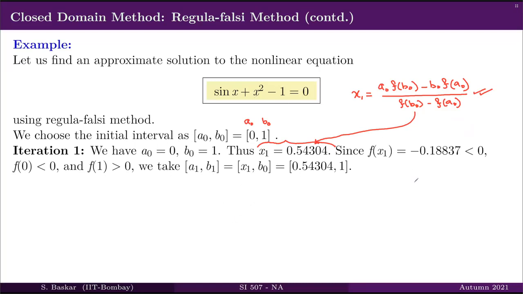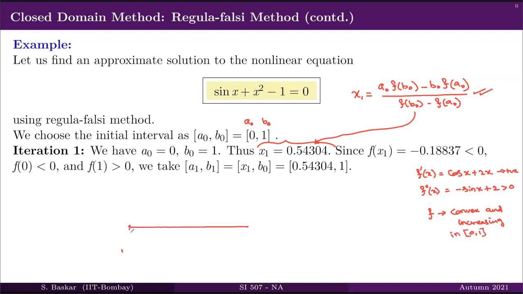So let us try to understand this graphically. You can see that f dash of x is equal to cos x plus 2x. And in the interval 0, 1, you can clearly see that this is positive. And similarly, f double dash of x, if you take, it will be minus sine x plus 2. And that is always greater than 0. From these two expressions, you can clearly see that f is strictly convex and monotonically increasing in the interval 0, 1.